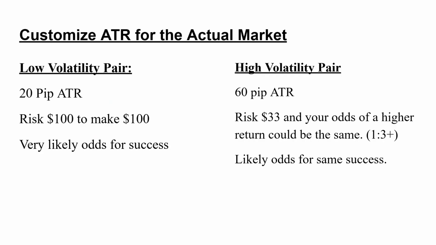So let's say you did a 1-to-1, you can risk 100 to make 100, and your odds are very likely of success, keeping in mind the 20 pip ATR. But if price has a 60 pip ATR, would it still be worth it to risk $100 using that same risk structure? Not necessarily. You can keep your risk dynamic. You can risk $33, and the odds of your success will be higher for a similar return of making $100 doing on 1 to 3 or more.